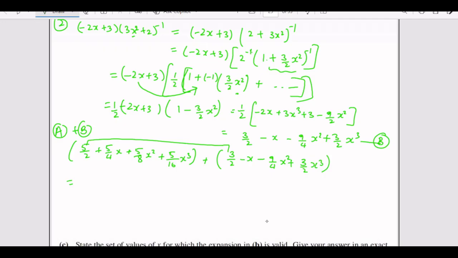So 5 over 2 plus 3 over 2 is 8 over 2, that is 4. Then for the x term we have here 5 over 4 minus 1, that's going to be 1 over 4 x. Similarly you continue doing the other calculations, and I got this as my final answer, right? So this is the answer. Okay, I hope that's clear.